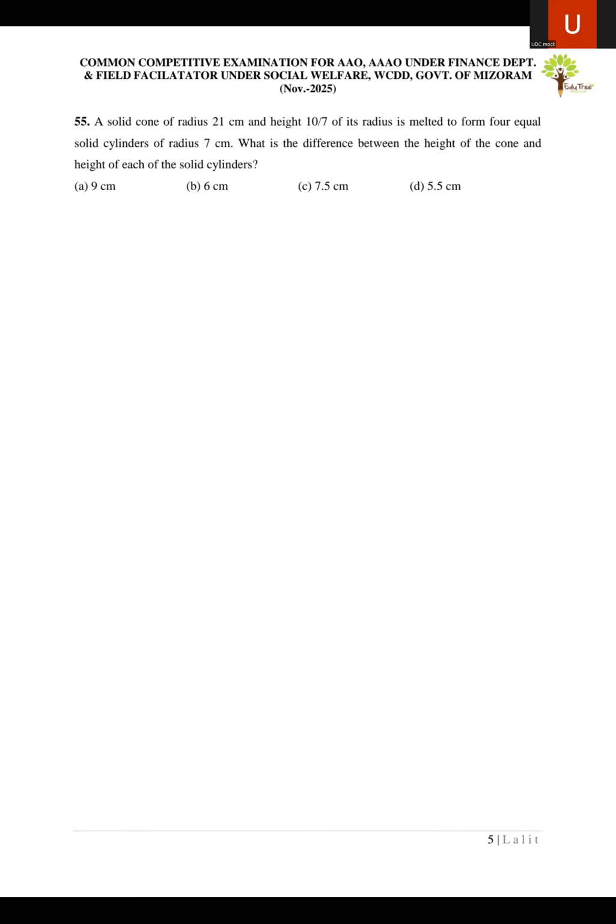So now the question is, a solid cone of radius 21 centimeter and height 10 by 7 of its radius. A solid cone is given to us. And then they are saying that its radius is 21 centimeter and its height is 10 by 7 of the radius. Radius is 21, so we can say height is equal to 30.